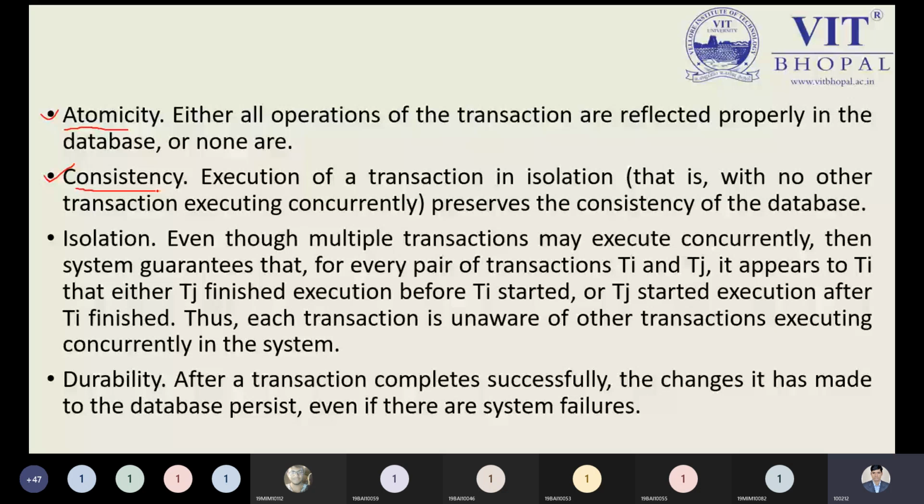So execution of the transaction is the isolation, that is with no other transaction executing concurrently. Preserving the consistency of the database is required when you are performing multiple transactions. The database information should not be violated when you are performing multiple transactions. So information should not be lost. If you're losing some information while performing the transaction, then what is the sense of applying this consistency property? So consistency means the information should be correct and in an appropriate manner while performing the transaction.